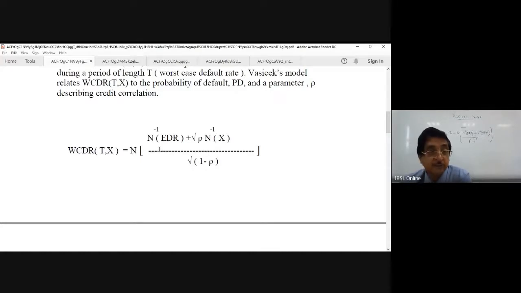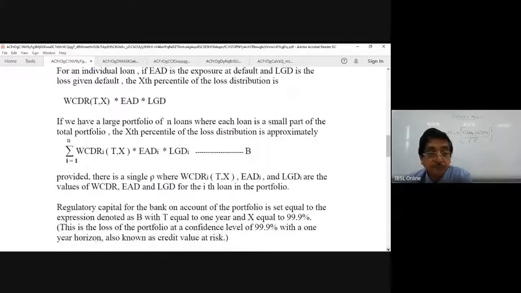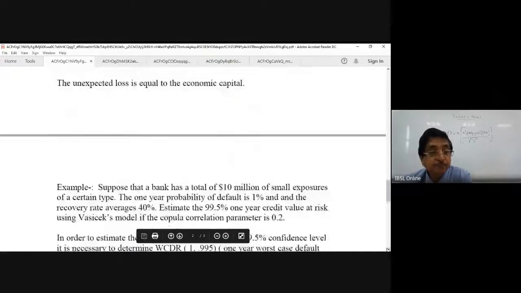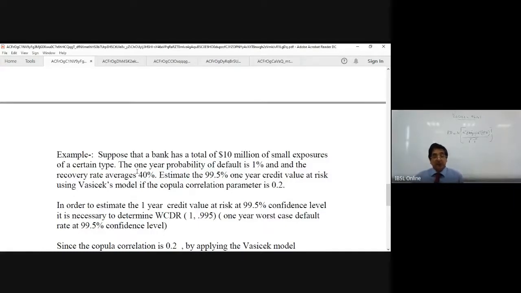Right. Now I will put it on the board. The question is this. It is given in the document. Suppose that a bank has a total of $10 million of small exposures of a certain type. Now there can be a number of small exposures, totaling $10 million. The 1 year probability of default is 1% and the recovery rate averages 40%. Estimate the 99.5% 1 year credit value at risk using Vasicek's model if the copula correlation parameter is 0.2.